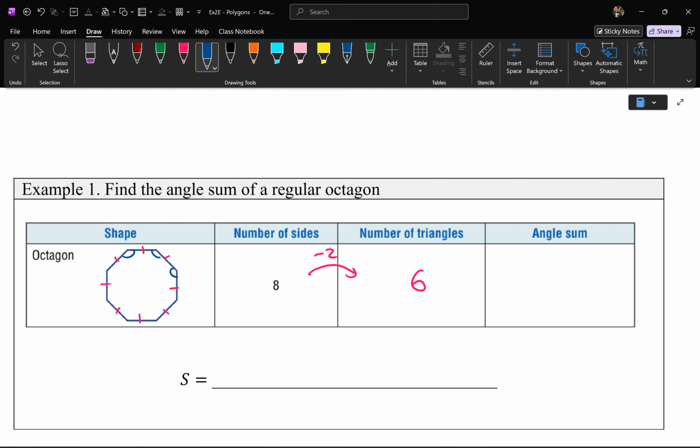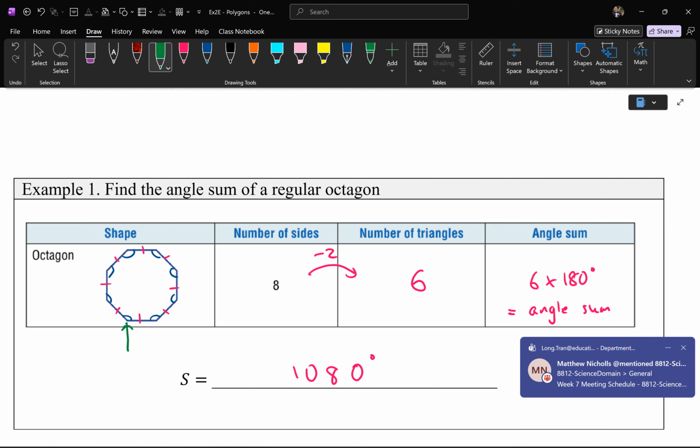Good. And then all the angles must add up to? How would you calculate it? 6 times 180. Beautiful. So to work it out, 6 times 180 degrees should tell you the angle sum. Now what's that? 6 times 0 is 0, 6 times 8 is 48, 4... 1080. Okay, cool. So if you add all 8 of these angles together, they must add up to 1080.